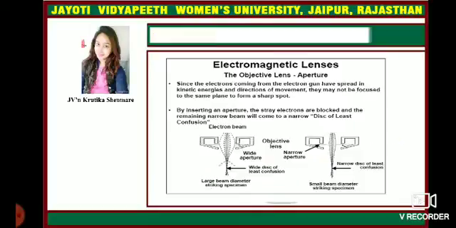The electromagnetic lens, that is the objective lens or the aperture. Since the electrons coming from the electron gun have a spread in kinetic energies and direction of movement, they may not focus to the same plane to form a sharp spot. By inserting an aperture, the stray electrons are blocked and the remaining narrow beams will come to a narrow disk of least confusion, as shown in the figure below.